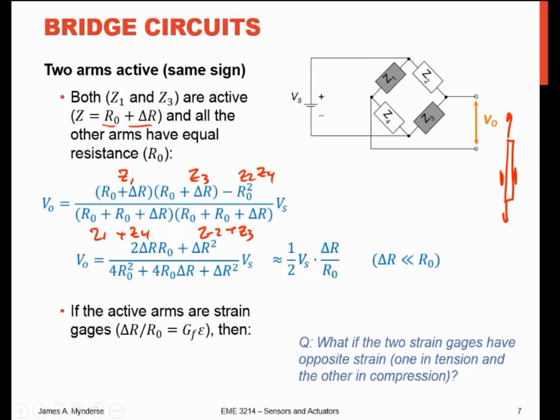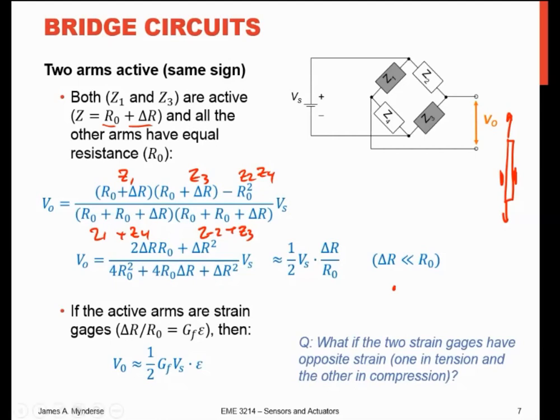And now, for the same numbers I ran last time, instead of 0.05 volts, because this is now 1/2 instead of 1/4, I get 0.1 volt with the same conditions as last time. So I've doubled my gain. And then we also change our equation here as a function of the gauge factor and epsilon. This 4 has gone to a 2. So I've got twice the gain here because I'm using two strain gauges in opposite legs.